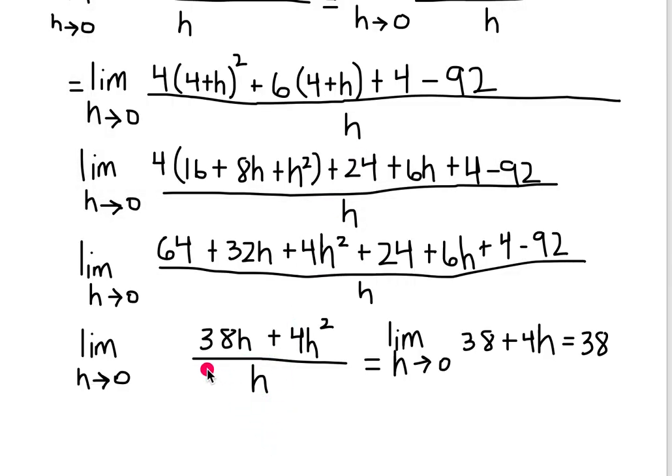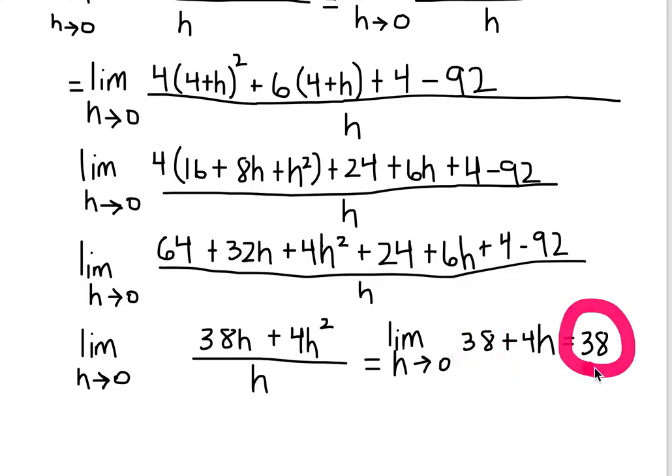All right, so once I finish cleaning this up, what I'm going to do is factor out an h in the numerator. So when I factor out the h, it cancels with this h downstairs, and I'm left with 38 plus 4h. Now, since I've rewritten this in a way that I can use direct substitution, when I plug in h as 0, I'm left with just 38.